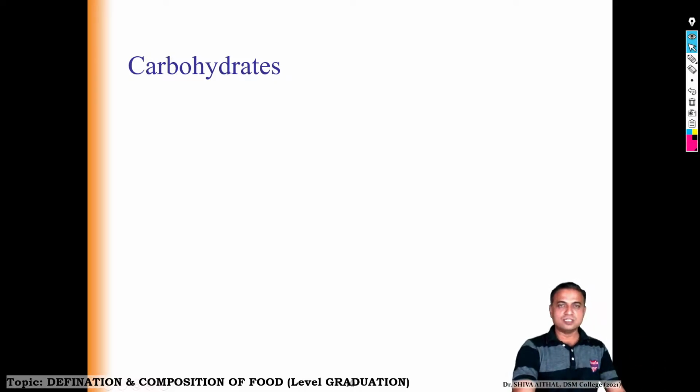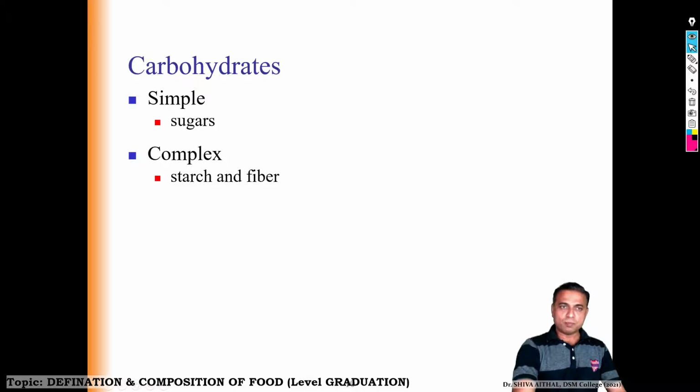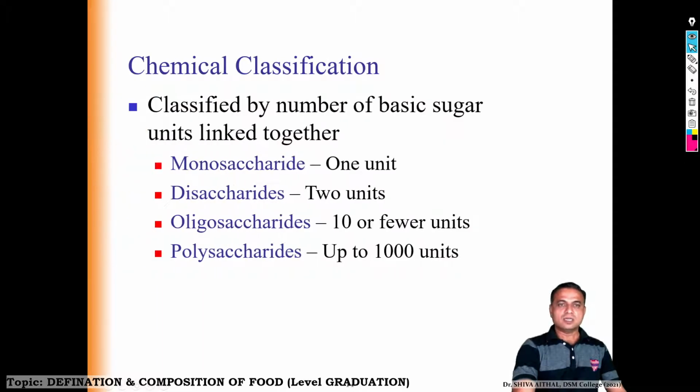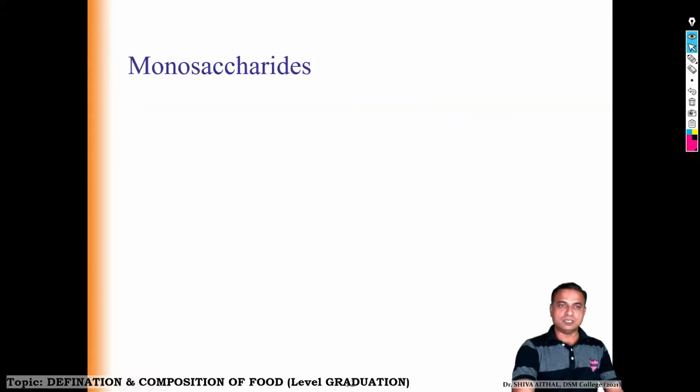Next chemical composition is carbohydrates. Carbohydrates, they are simple sugars. There are complex carbohydrates like starch and fibers. It is made up of hydrates of carbon, CHO, hydrates of carbon linked with oxygen molecules, carbon, hydrogen, oxygen. So that is carbohydrates. Chemical composition, I will just go through this very fast because in various other topics you have studied these. Classified by number of basic sugar units linked together. Monosaccharides 1 unit, disaccharides 2 units, oligosaccharides 10 or fewer units, polysaccharides up to 1000 or maybe more units.